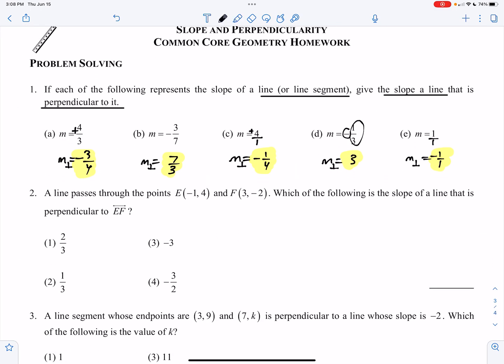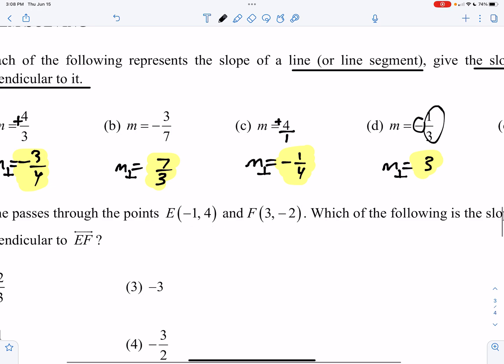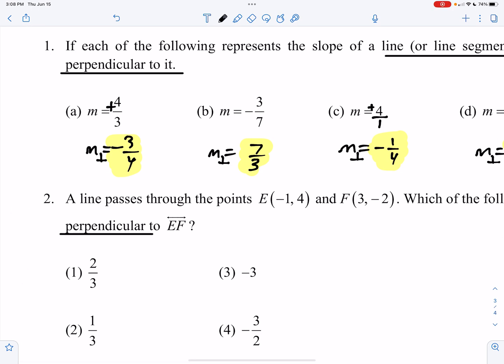Number 2, if a line passes through the points E(-1, 4) and F(3, -2), which of the following is a slope of the line that is perpendicular to EF? Well, the first thing you've got to do is find the slope of the line that passes through those 2 points, and then we're going to do a negative reciprocal to find the perpendicular slope.